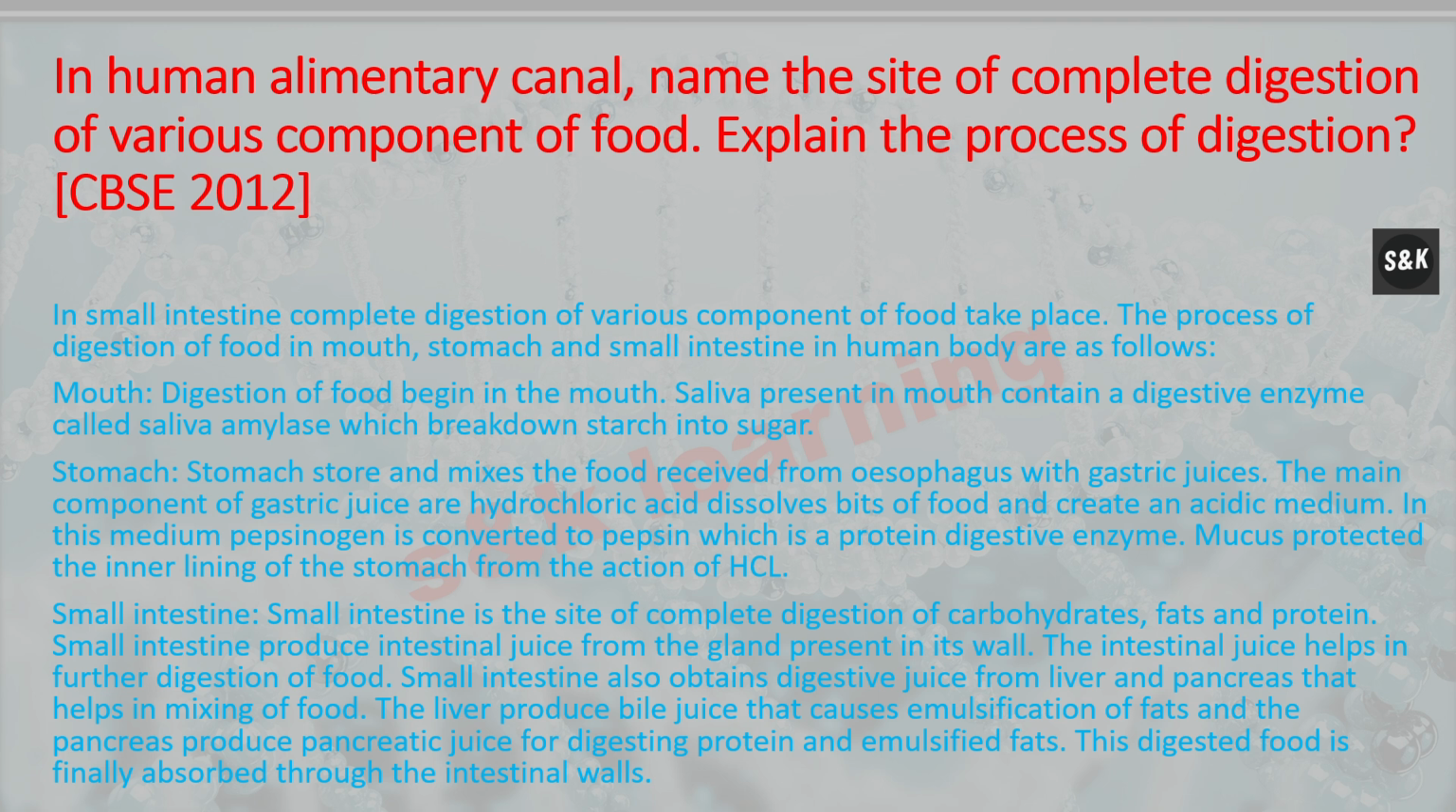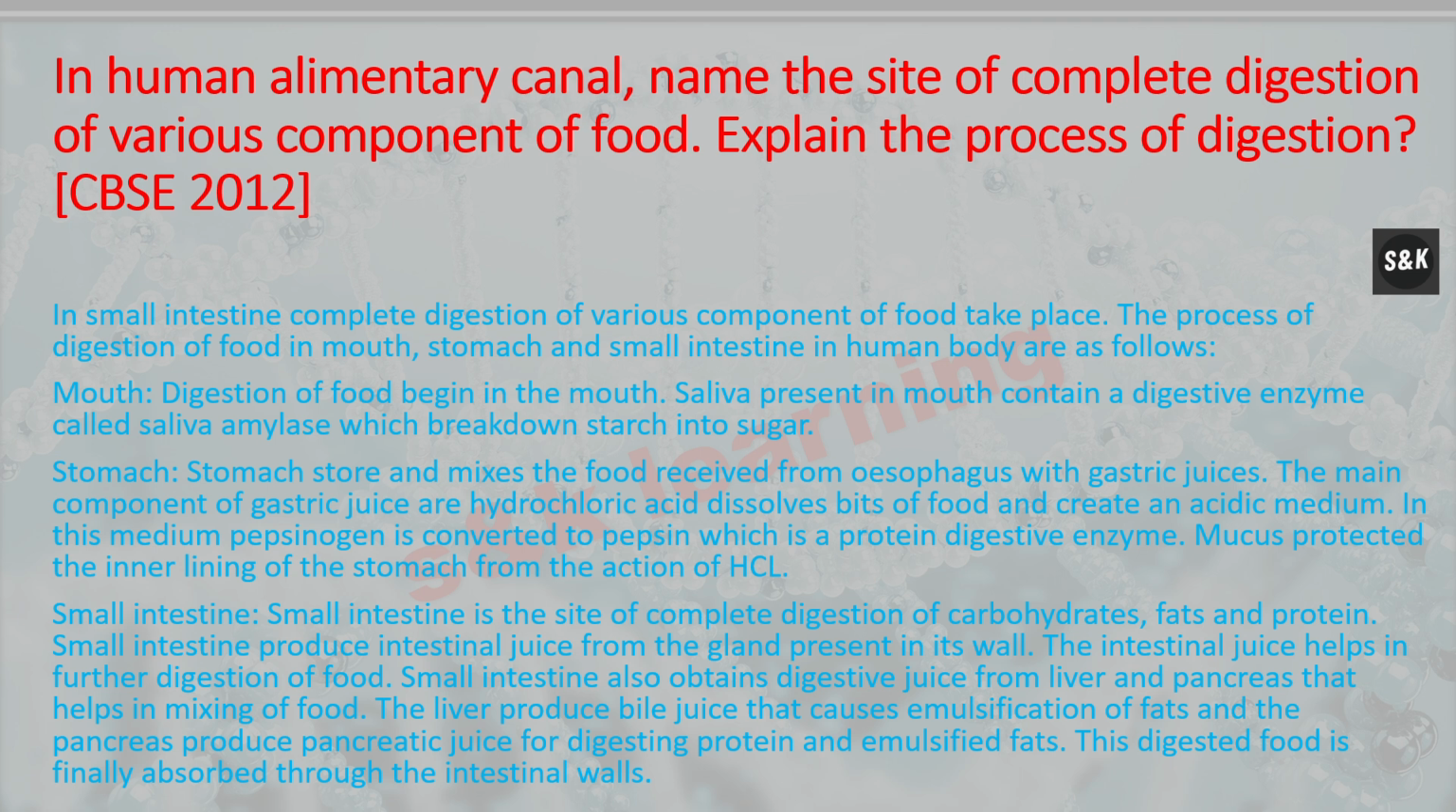Next, the function of the stomach. The stomach stores and mixes the food received from the esophagus with gastric juice. The main component of gastric juice is hydrochloric acid, which dissolves bits of food and creates an acidic medium. In this medium, pepsinogen is converted to pepsin, which is a protein digestive enzyme. Mucus protects the inner lining of the stomach from the action of HCl.